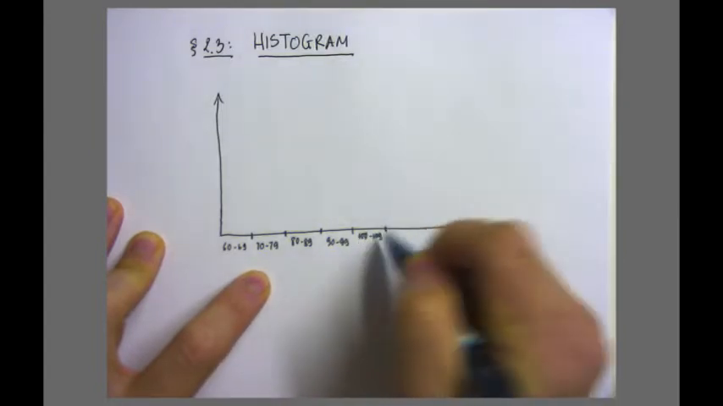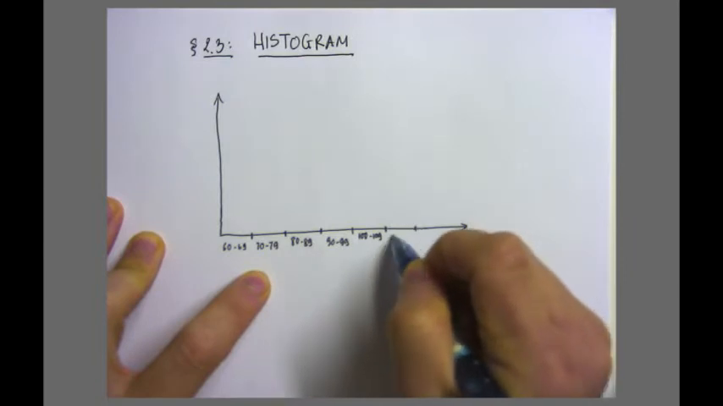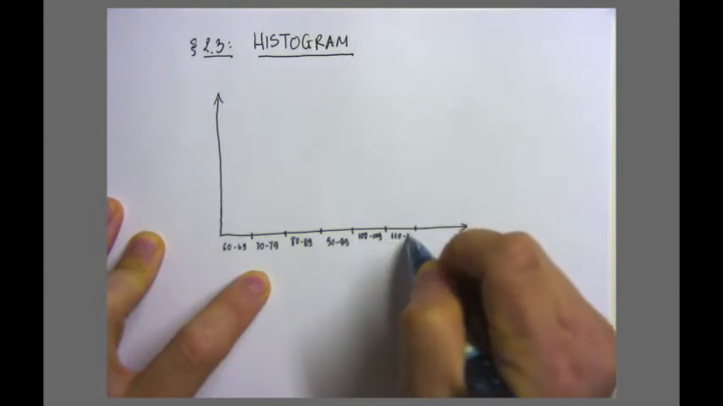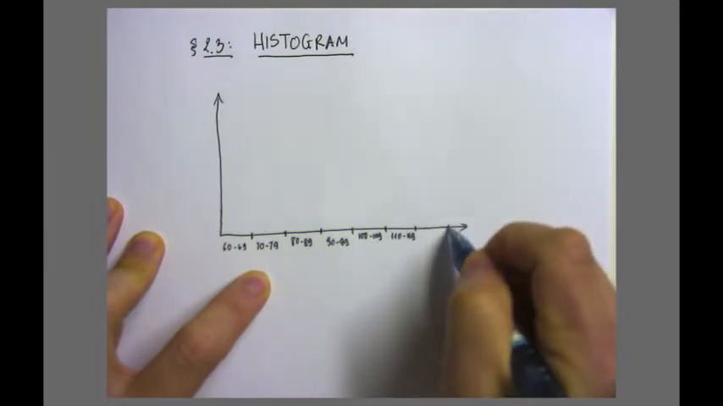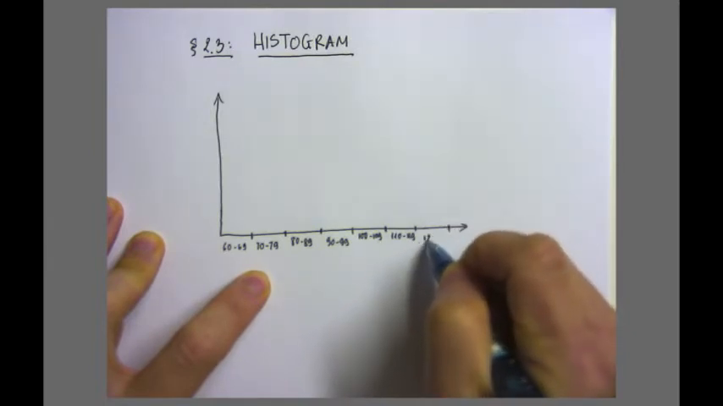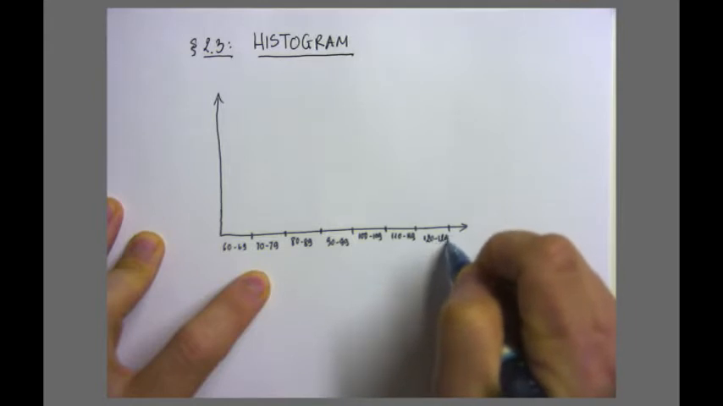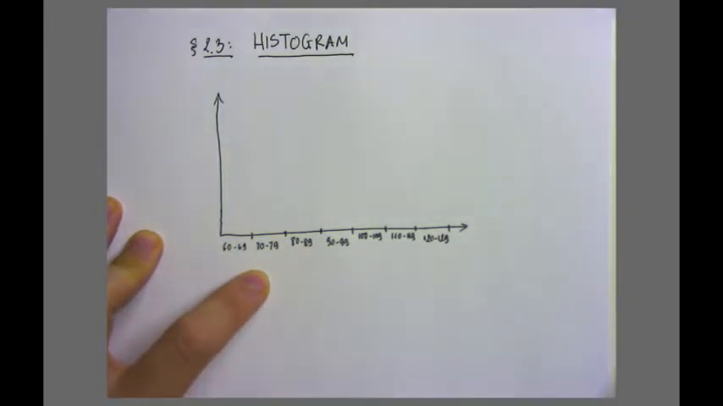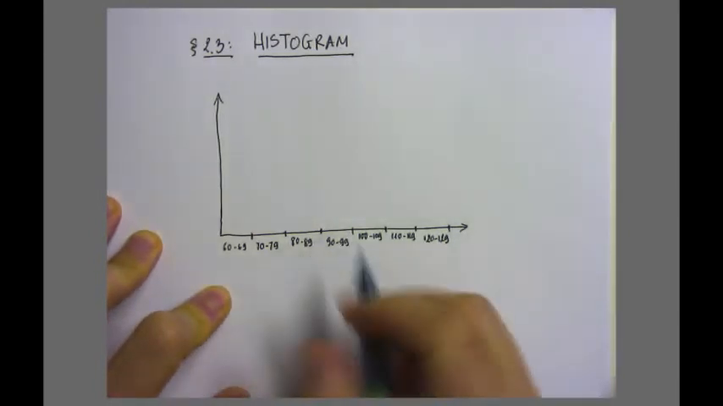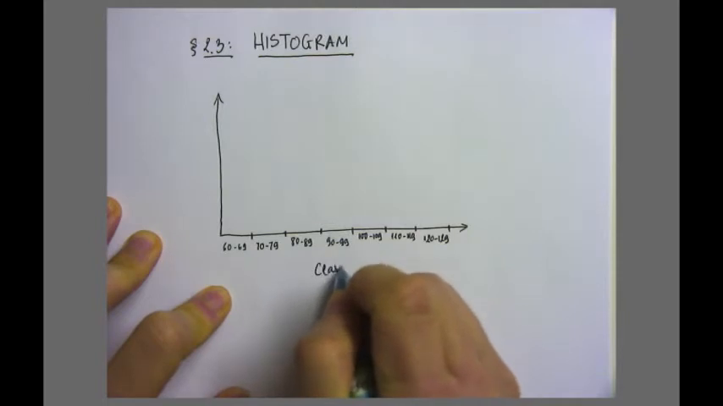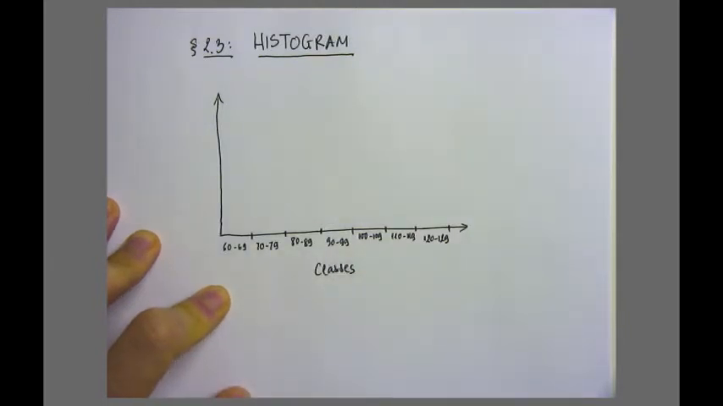100 to 109, and here I have 110 to 119, and the last one I have 120 to 129. So those are all my different classes. Keep in mind, all the classes get laid out on the horizontal axis.